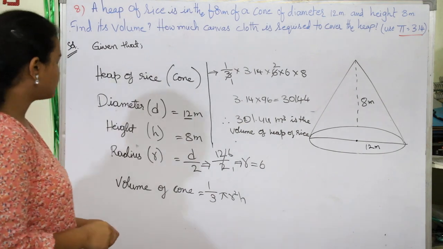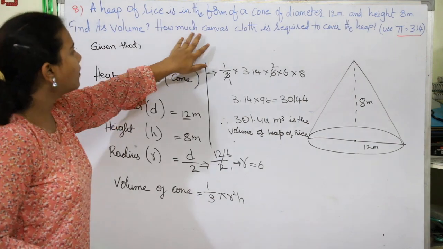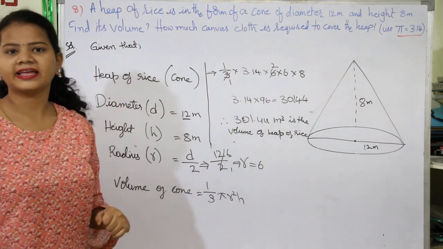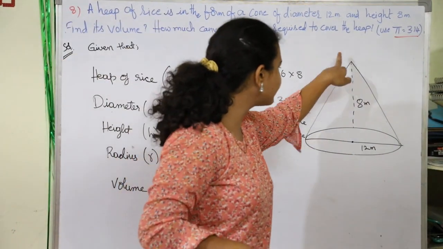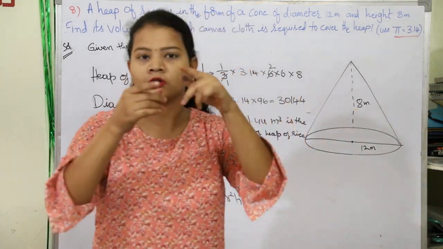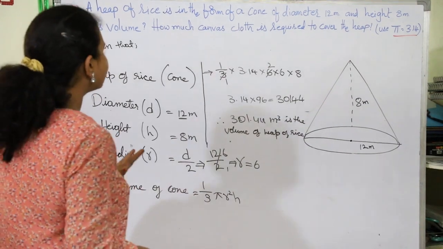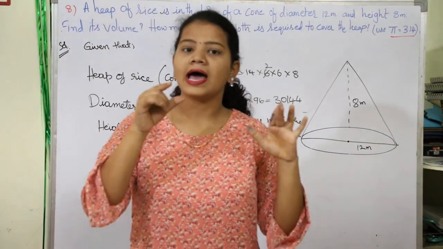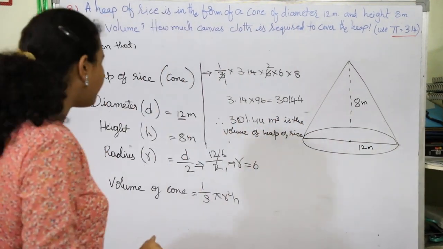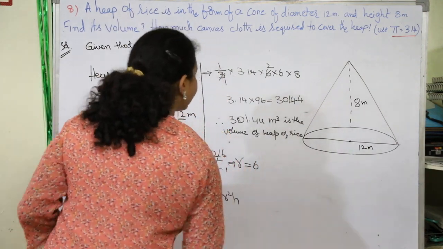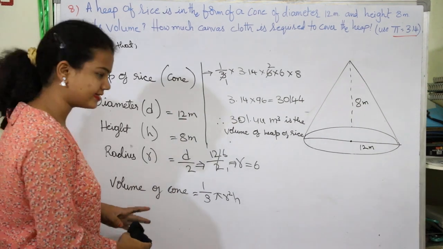Now, here you have the second question, having done the first one. How much canvas cloth is required to cover the heap? So I want to cover this heap of rice. To cover it, how much cloth do I require? To find this cloth, we must use the curved surface area formula of the cone, or lateral surface area formula of the cone. By using that, we can find the canvas cloth required to cover the heap of the rice.